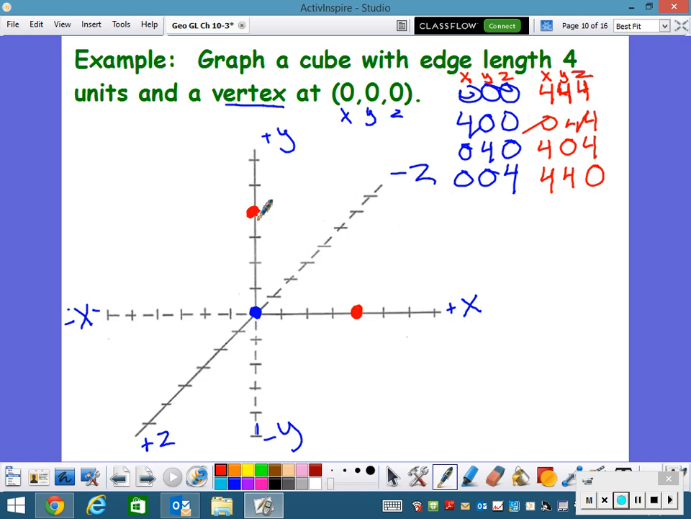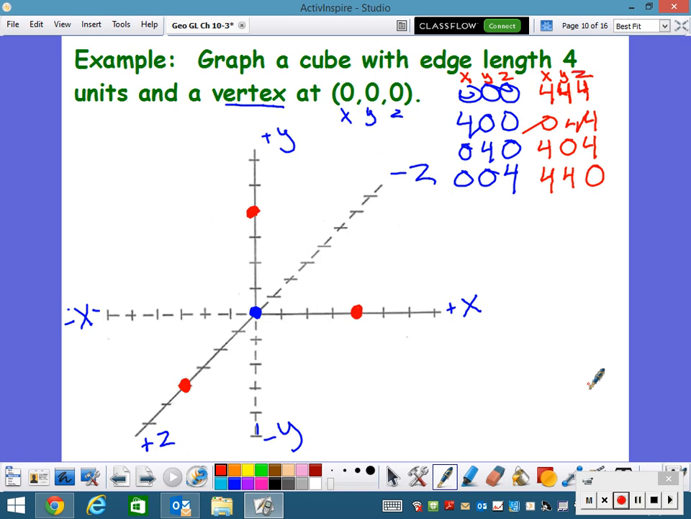And then 0, 0, 4 is saying don't go anywhere on the x-axis. Don't go anywhere on the y-axis. Just come out towards yourself 4 on the z-axis. So I'm going to come out 1, 2, 3, 4 on the z-axis, and put a dot there. So now I've got half the corners of my cube in place. Let's get the other half.